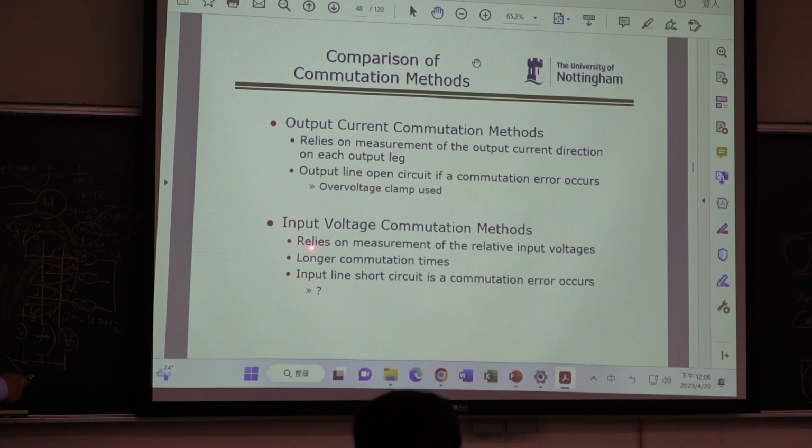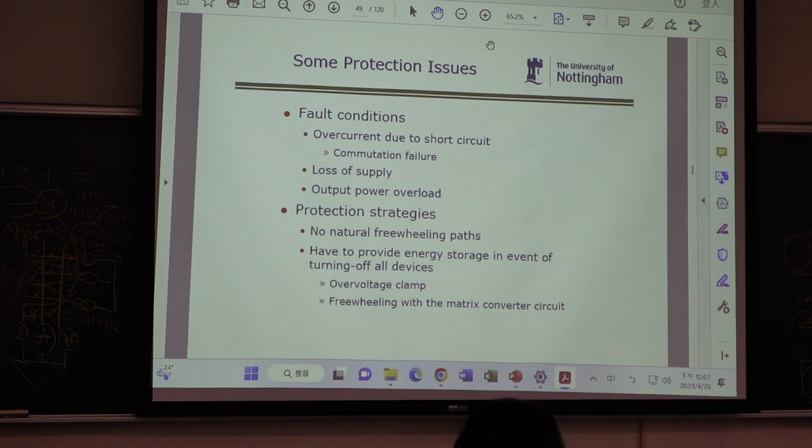And we also have the input voltage commutation method. We rely on the measurement of the input voltage. So it takes longer computation time because it is quite slow. So sometimes we made a mistake. And the input line short circuit is a commutation error. When a commutation error occurs, it could be a short circuit. So this is dangerous. It creates a short circuit.